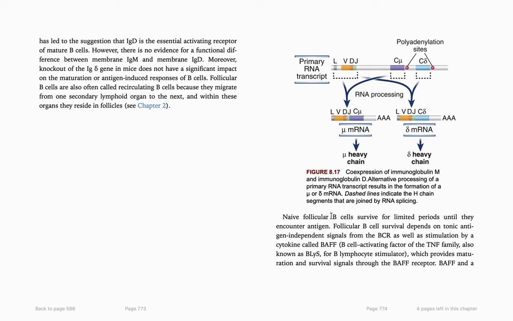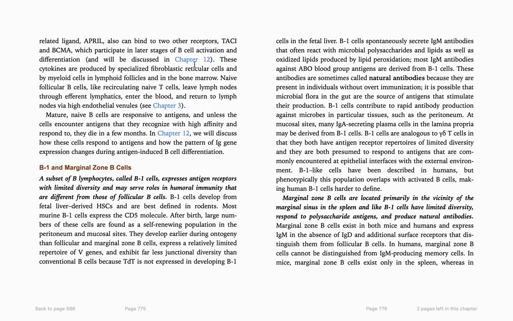in a B cell. Naive follicular B cells survive for a limited period until they encounter antigen. Follicular B cell survival depends on tonically active antigen-independent signals from the B cell receptor, as well as stimulation by a cytokine called BAFF, B cell activating factor of the tumor necrosis factor family, also known as BLyS, for B lymphocyte stimulator, which provides the maturation and survival signal through the BAFF receptor. BAFF and the related ligand APRIL can also bind to two other receptors, TACI and BCMA, which participate in the later stages of B cell activation and differentiation.